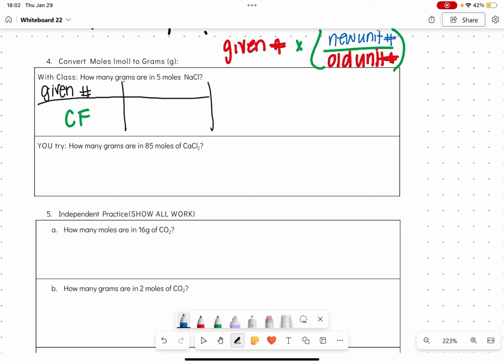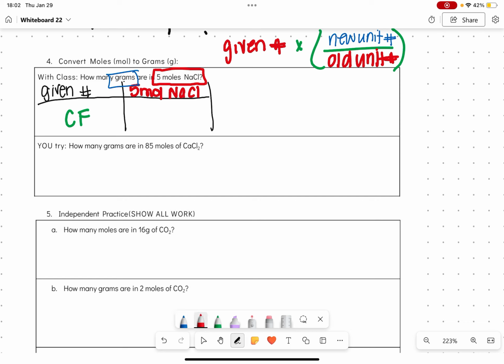So the question is, how many grams are in 5 moles of NaCl? So first I'm going to mark up my given number. My given number is 5 moles NaCl. And then I'm going to box what I want to find. So they're asking me to find grams of the same substance. So I know that I am going to need to find the molar mass for my conversion factor.